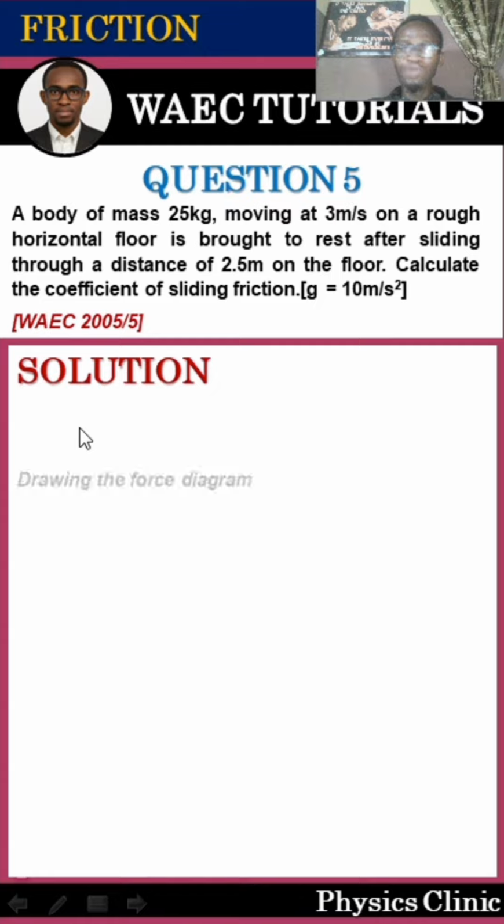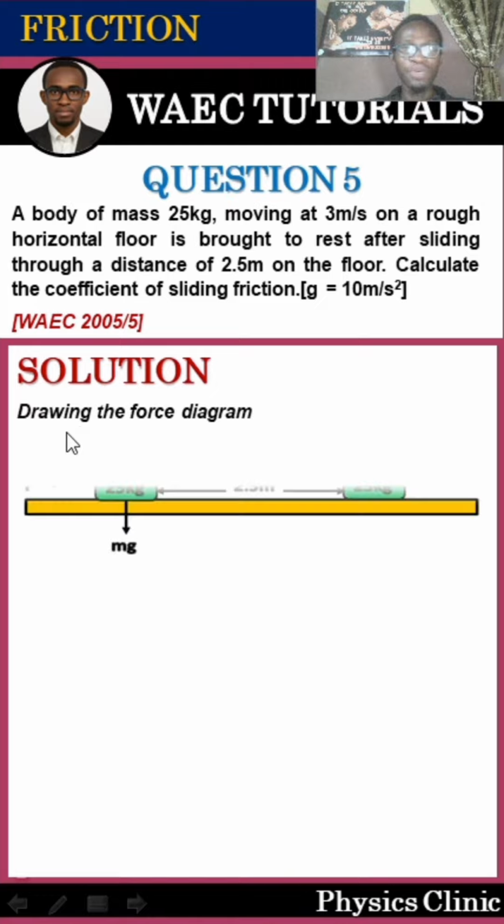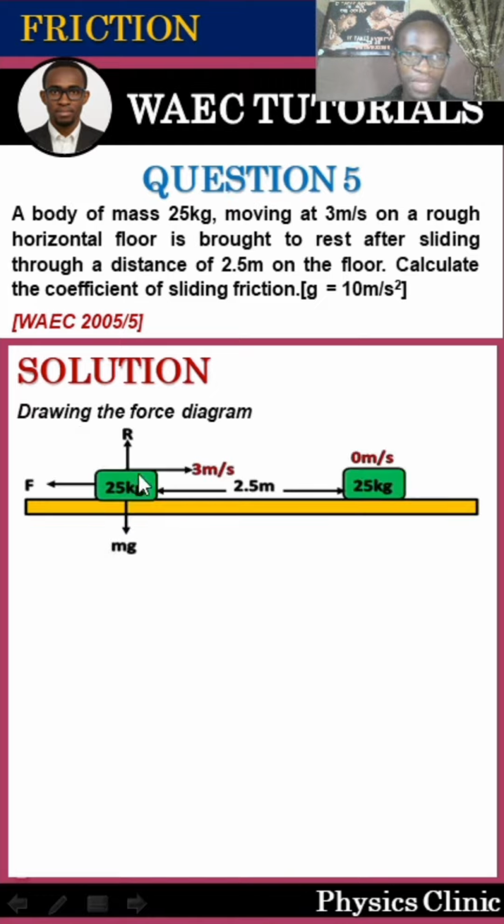So the first thing to do, as we have always been doing, is to draw the force diagram, because the force diagram is going to help us to understand the question very well. Now look at this force diagram. This is the mass of the body, this is the normal reaction, and this is the weight. Now we have the frictional force here acting backward.